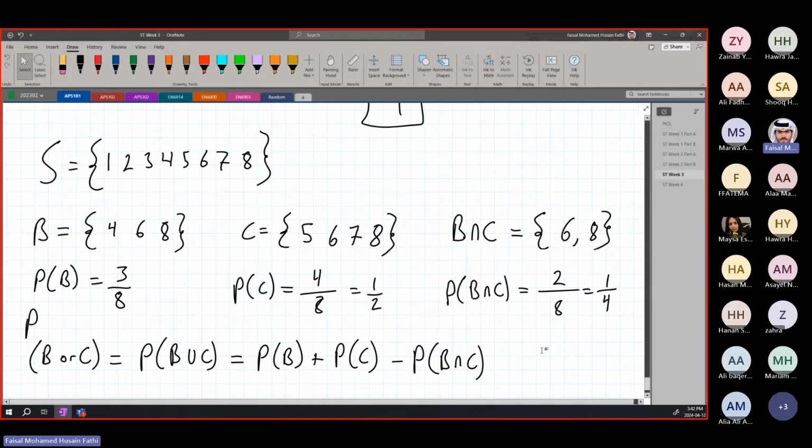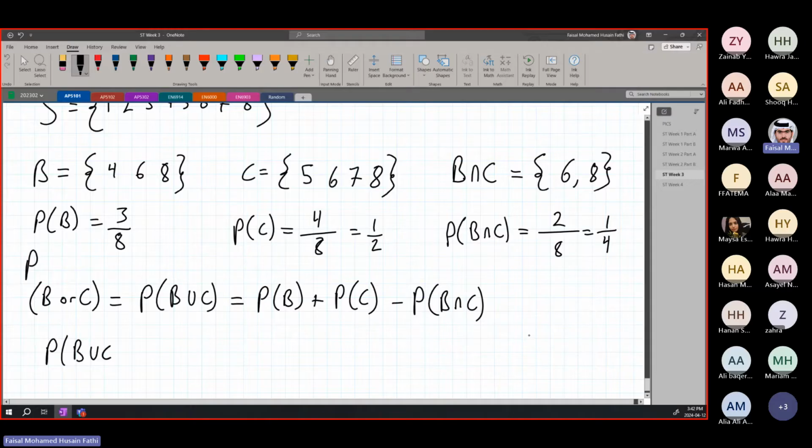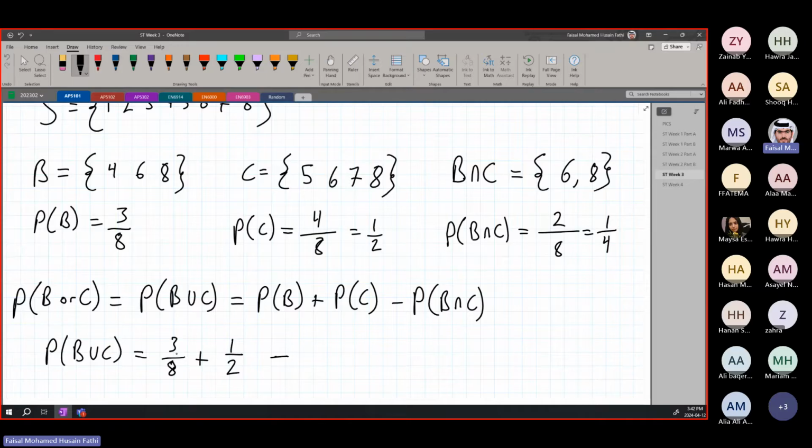And now we just plug into the equation. So P of B union C is equal to P of B, which is 3 over 8, plus P of C, which is 1 over 2, minus the common 1 over 4.